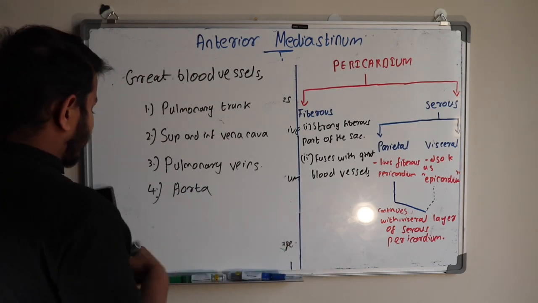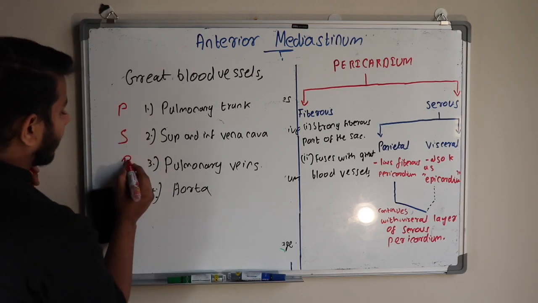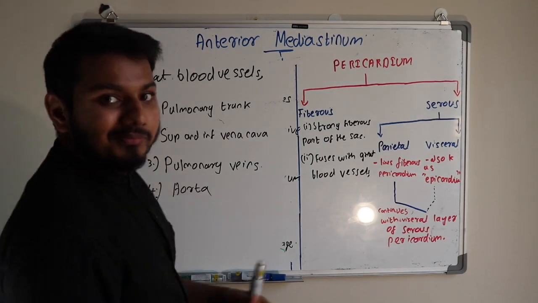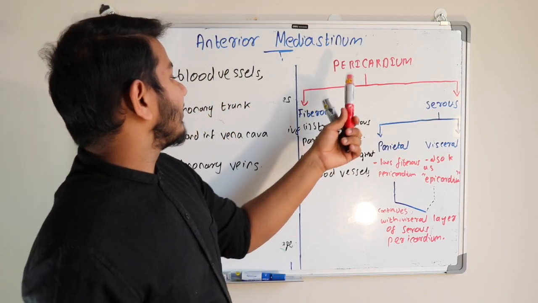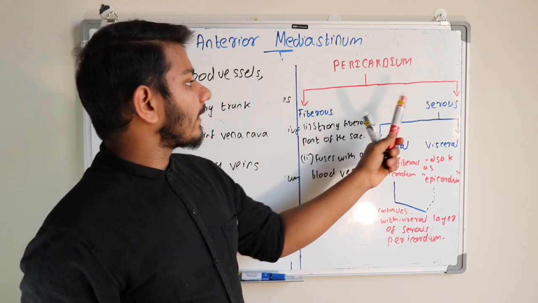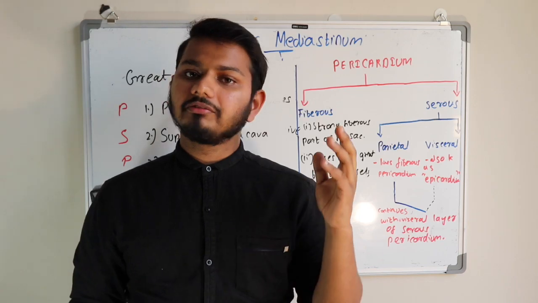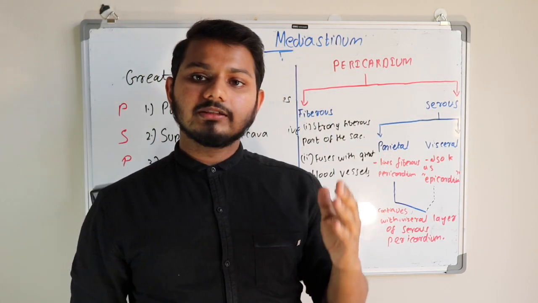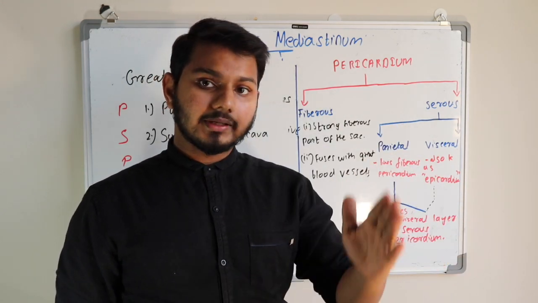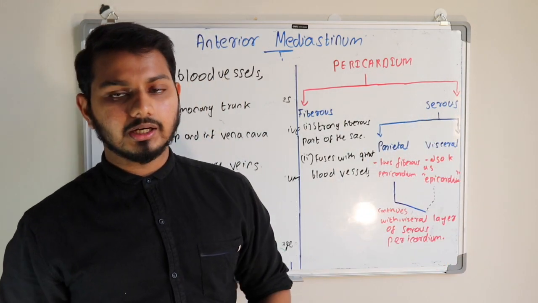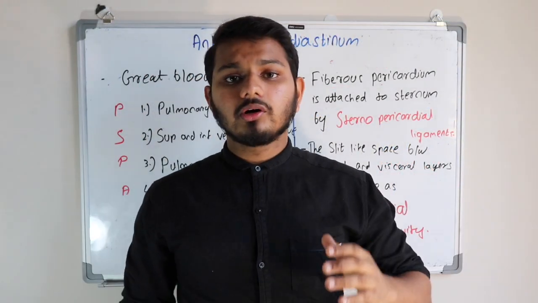You can remember this like PSP for PlayStation, and this had an A. Next we have the serous pericardium. The serous pericardium has two layers: a parietal layer and a visceral layer. The parietal layer lines the fibrous pericardium and is continuous with the visceral layer. The visceral layer of the serous pericardium is also known as the epicardium. So guys, that's all about the serous pericardium.